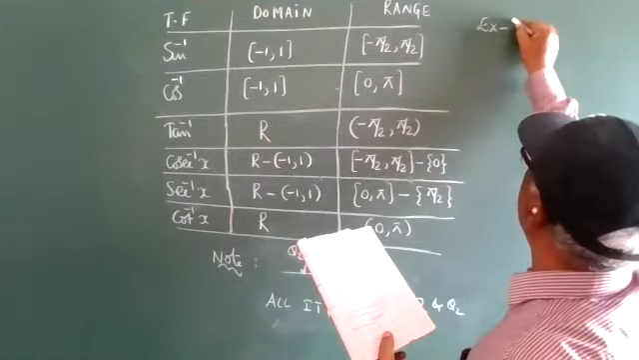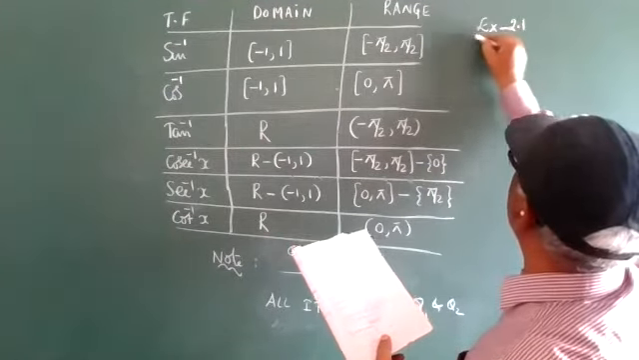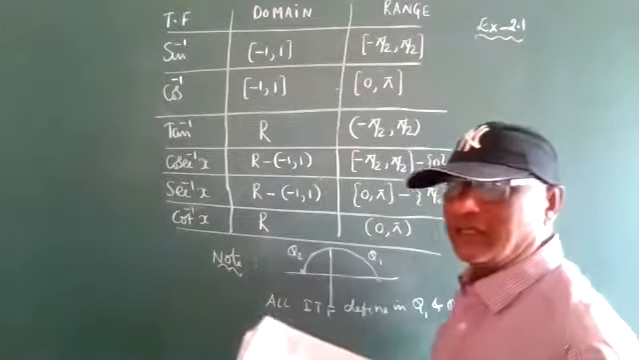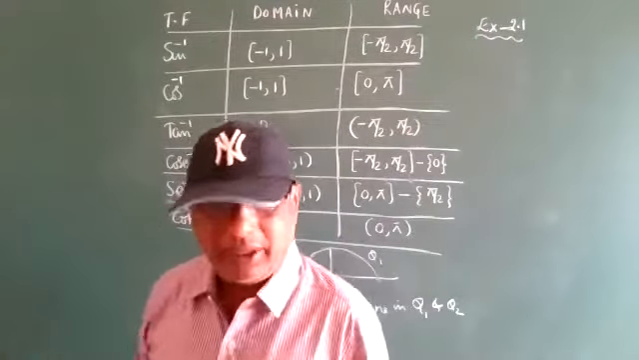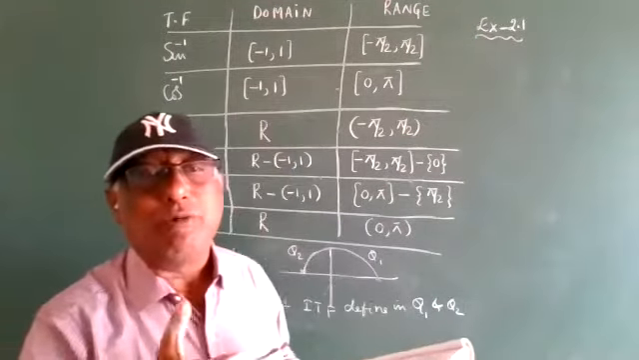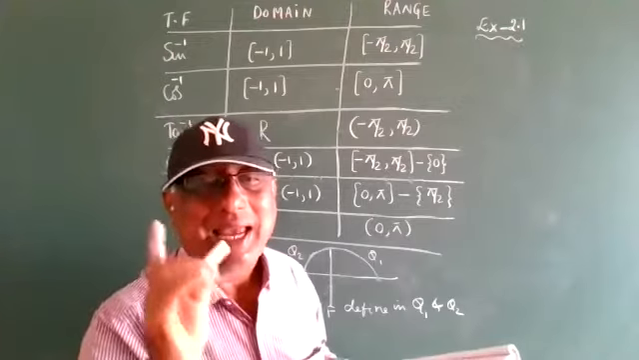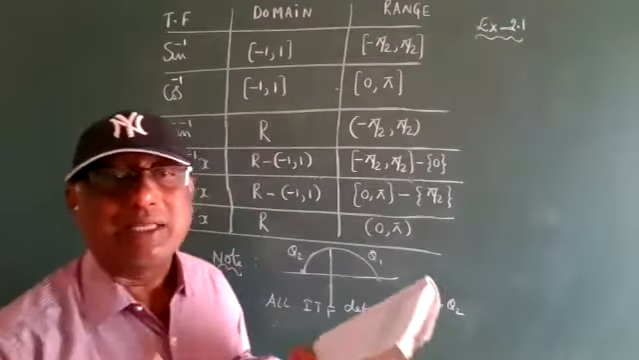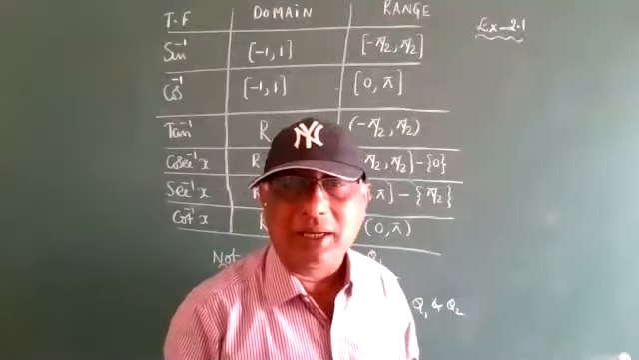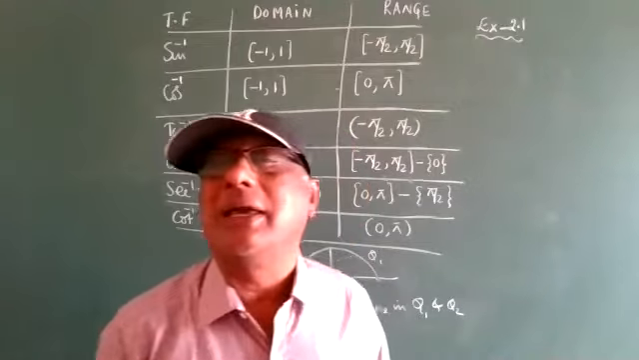Exercise 2.1, inverse trigonometry function. Find the principal value, meaning least angle. Principal means least angle, not greatest angle, least angle.